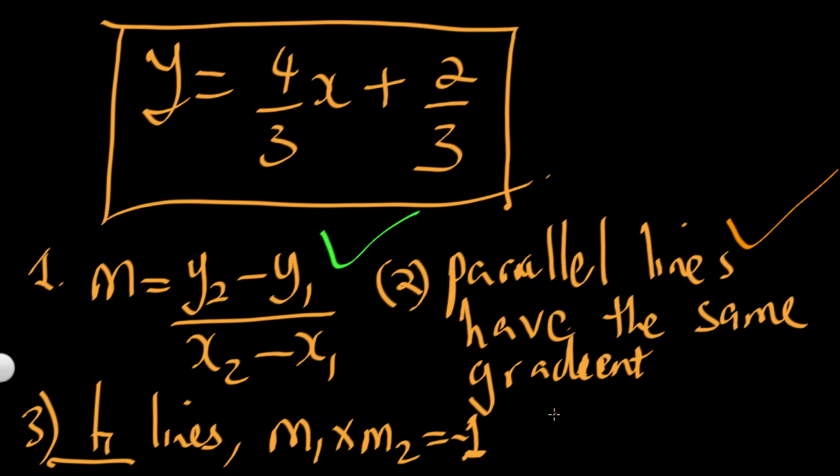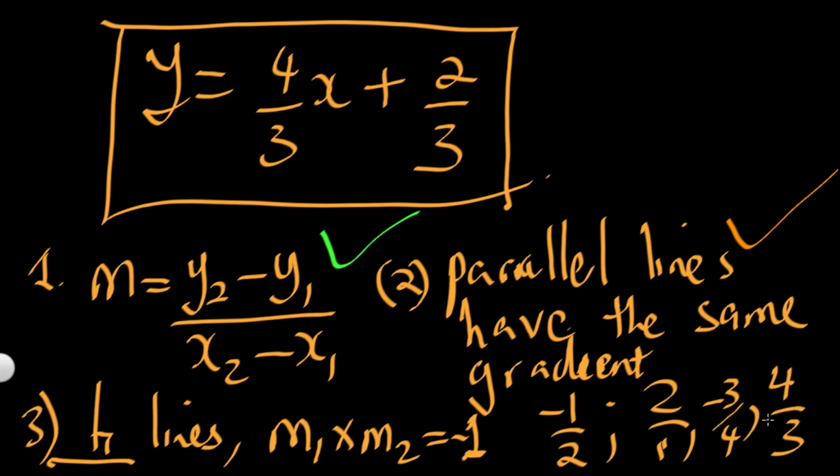If the other one is minus 1 over 2, the other should be 2 over 1, which is positive. If the other is minus 3 over 4, the other one will be 4 over 3. See, the inverse with a different sign. That's all for perpendicular lines. That is the third thing that you should know.